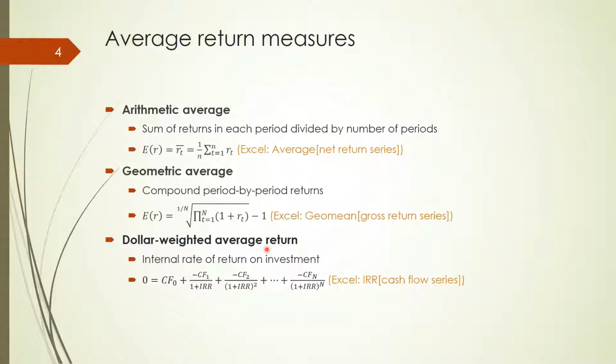And the dollar-weighted average return is also called the internal rate of return on investments. We use the discounted cash flow equation, set the present value to be 0, and each period corresponds to the cash inflow or outflow depending on the investment path, and each cash flow will be discounted by the discount rate IRR to the power of the number of periods. Then we solve for the internal rate of return.